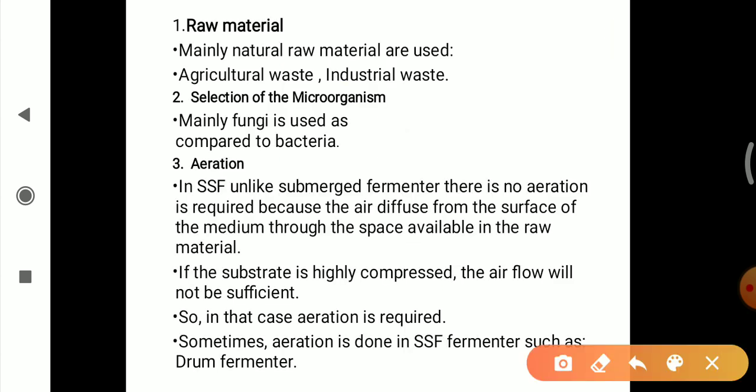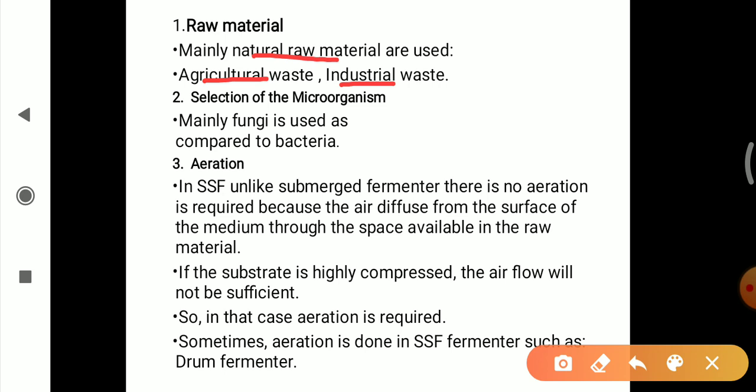The raw materials that we use are mainly natural raw materials, such as agriculture waste and industrial waste. That includes cereal grain, rice, wheat, barley, corn, legume seeds, wheat bran, and lignocellulosic waste materials such as straw, sawdust, and wood shavings. All of these can be used as raw material. We only use natural raw materials. We don't use any kind of artificial raw material.